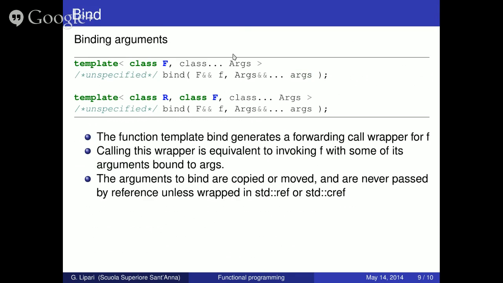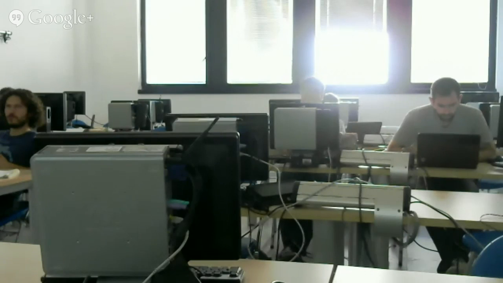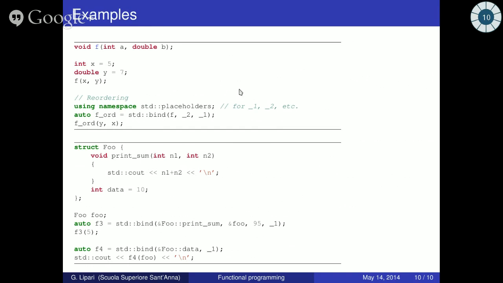You can also bind arguments by using bind, and the idea is that it takes a function and some arguments and binds some of these arguments, obtaining a new function. Okay. Let's see how it works with a few examples.